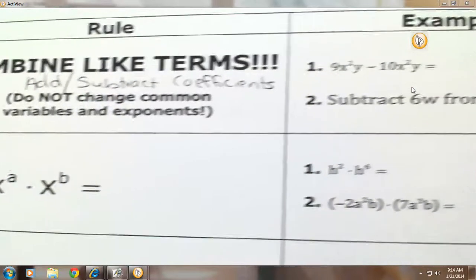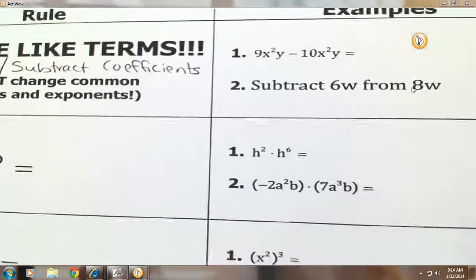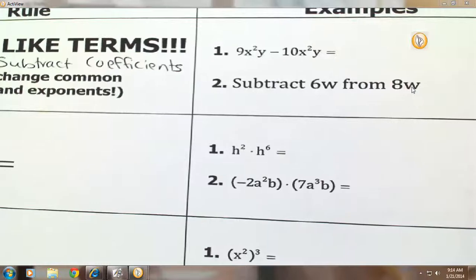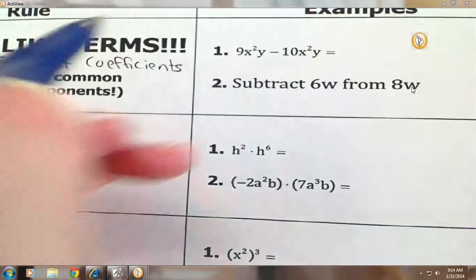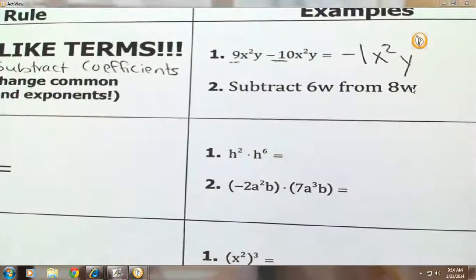So if you look at the examples here, we have 9x squared y minus 10x squared y. We have like terms, agreed? Yes. Same variable with the same exponents. So just add or subtract your coefficients. Well, what is 9 minus 10? Negative 1x squared y. We don't do anything to our variables. And of course, this could also be written as negative x squared y.